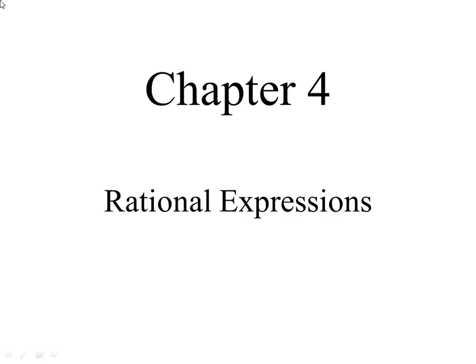Alright, so like I said, chapter 4. If you didn't learn how to factor in chapter 3, you are going to have another opportunity to learn how to do it here. It's just now we're going to combine factoring with fractions. So everything that you learned how to do in 3rd, 4th, and 5th grade with fractions, we're going to do here, except we're going to use algebra.